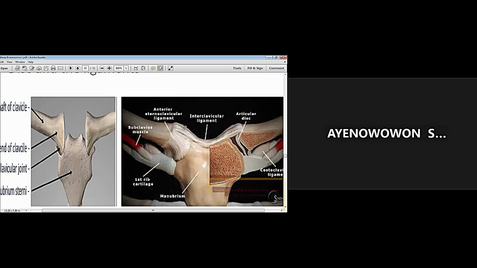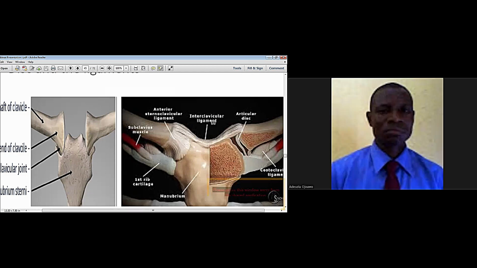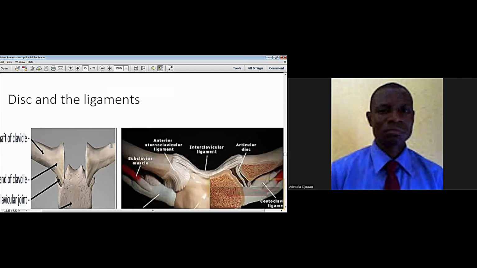You have your ligaments: the interclavicular ligament and the anterior sternoclavicular ligament. God has surrounded the joint with ligaments so that it will not shift. If there's a fracture of this sternum, the rib will come out and the whole shoulder complex will be scattered. So we thank God for the good work. That's what we have there with the disc of the sternum.